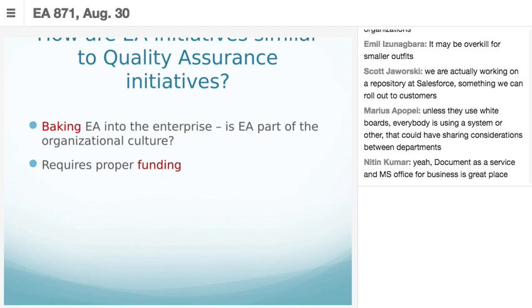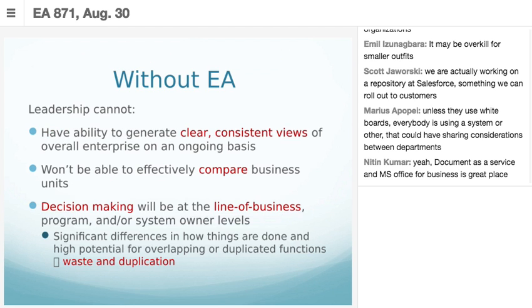And we will hear someone speak to us on the value proposition of EA. Without EA, leadership can't have a clear, consistent view of the enterprise on an ongoing basis. It won't be able to effectively compare.